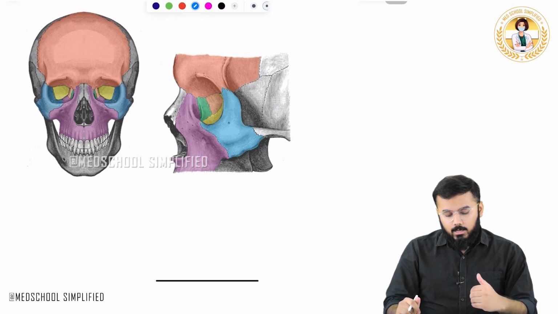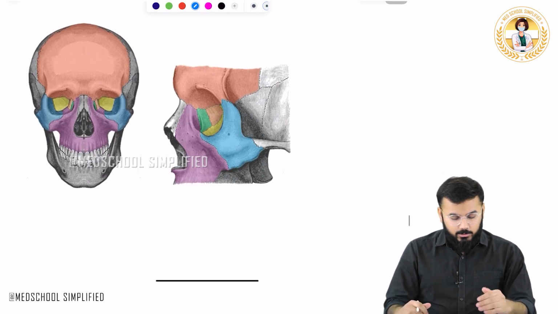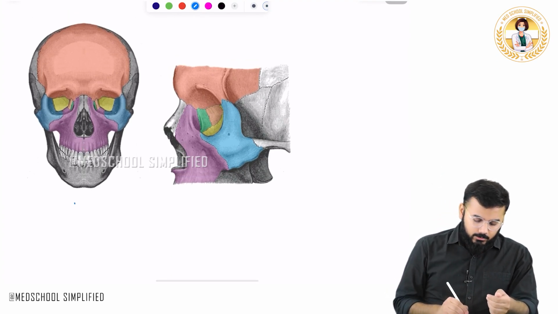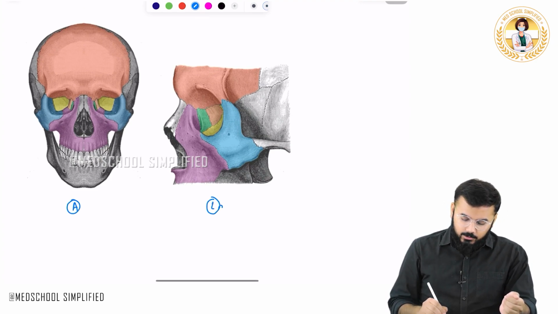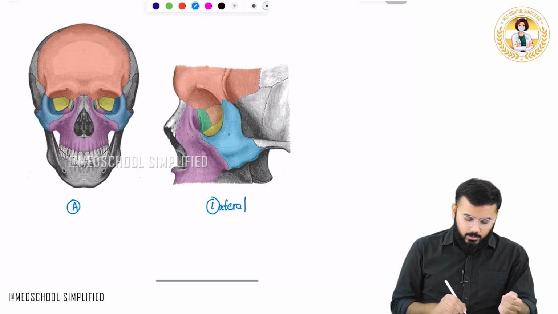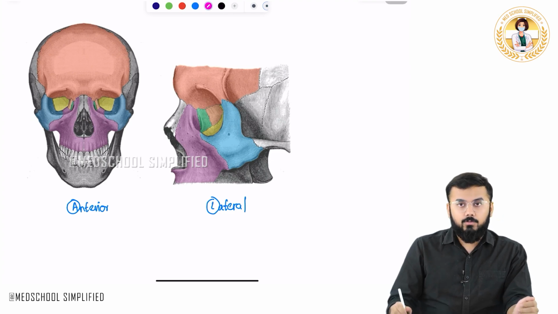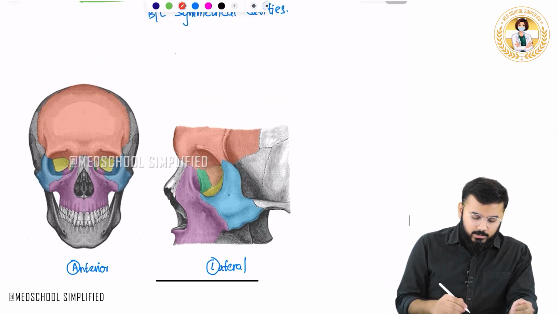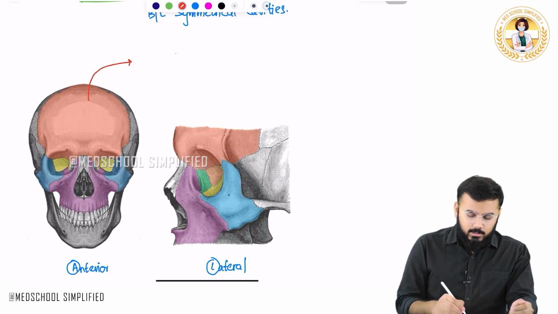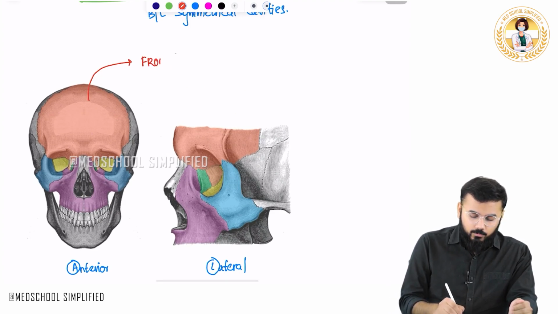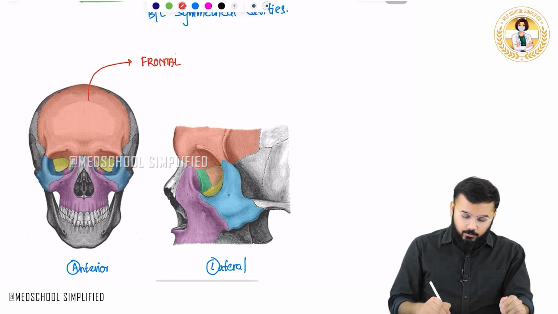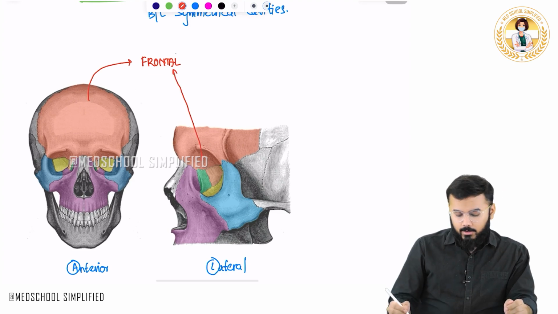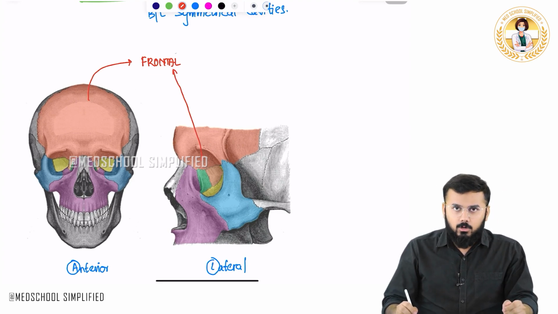Now, before we discuss the walls of the bony orbit, let us discuss what bones are present in the bony orbit. This is the anterior view and this is the lateral view. So anteriorly, what structures do you have? The first important structure you can see over here is called your frontal bone. The frontal bone covers almost till the roof of the bony orbit.